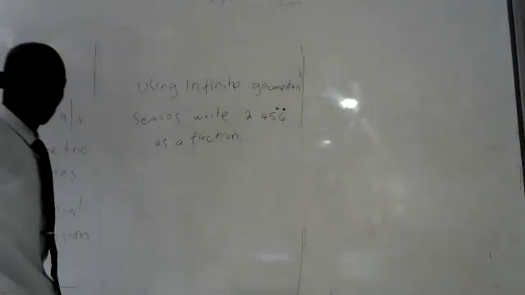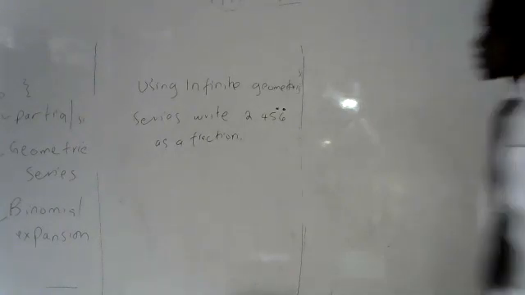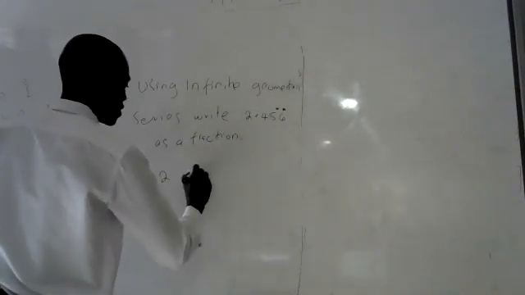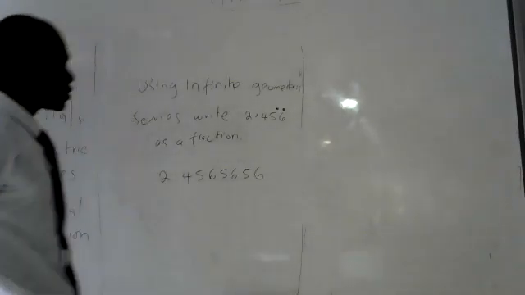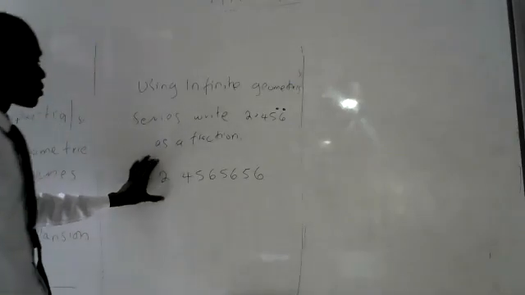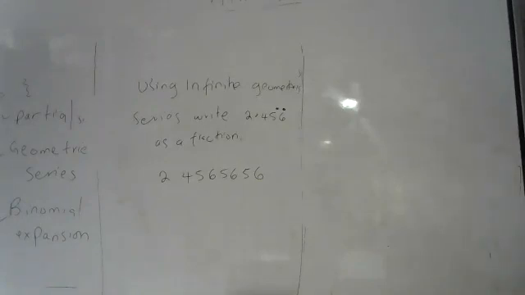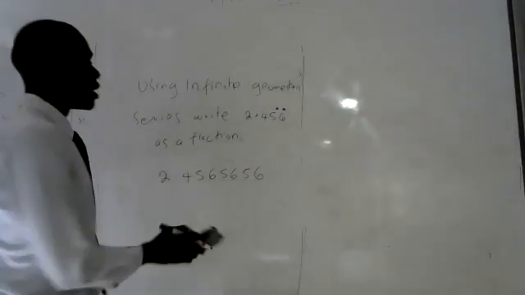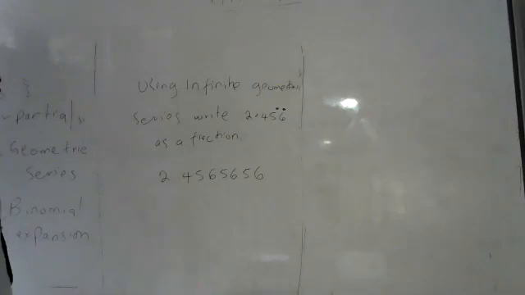Have you seen recurring decimals before in your life? Recurring decimals? Yes. 2.456 is simply 2.4, then 56 is recurring, 56, 56, 56, on and on to infinity. We want to write this as a fraction, but using infinite geometric sequences. How do you go about this? So we need to form a geometric sequence out of this and then use the formula to write this sum as a fraction. And we'll confirm this with the calculator to see if what we get is actually a representation of this number.